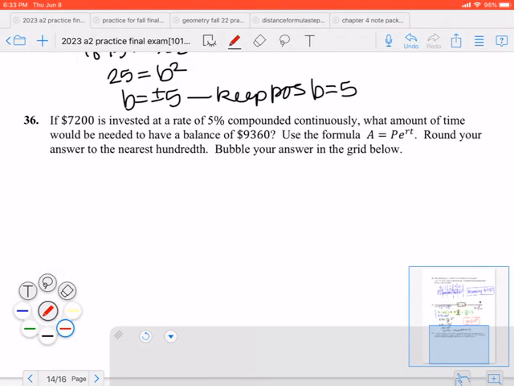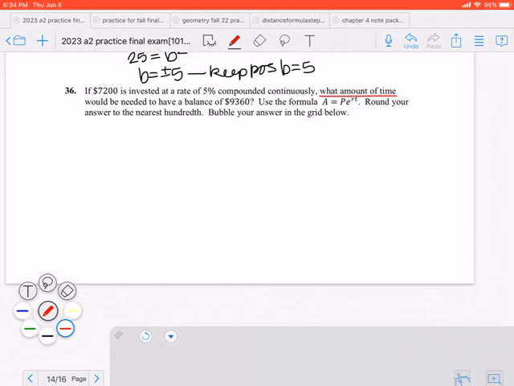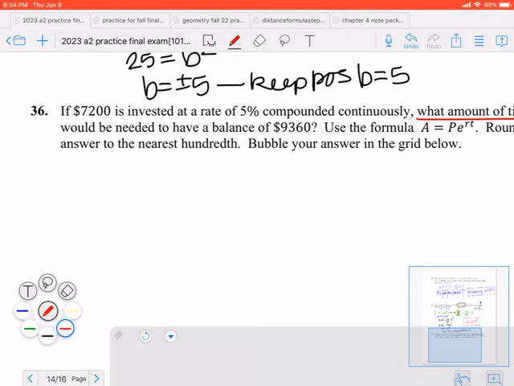If $7,200 is invested at a rate of 5% compounded continuously, what amount of time, we're going to be solving for t, what amount of time would be needed to have a balance of $9,360? Use the formula. They give us the formula for compounding continuously. Round your answer to the nearest hundredth. Bubble your answer. We don't have a grid, but on the multiple choice test, you would. So we're just going to find our answer.